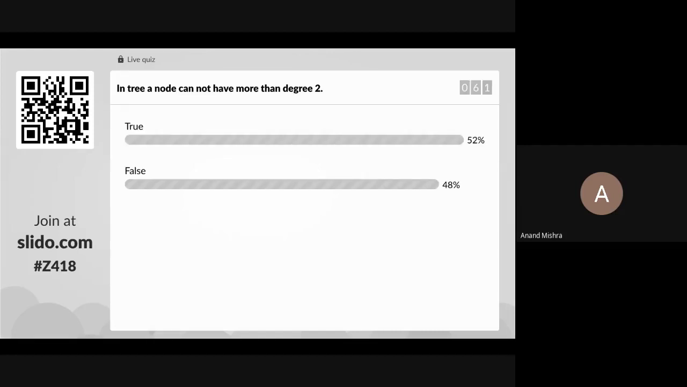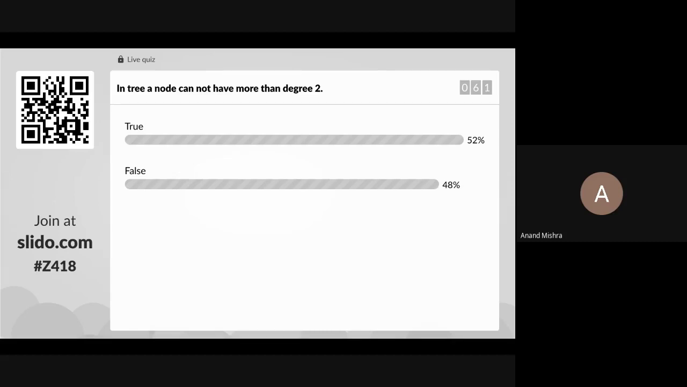Oh, this is surprising. A node cannot have more than degree 2? A tree can have more than degree 2. So it's not just a binary tree we are talking about. The tree can be ternary or anything, right? So we can have any node.